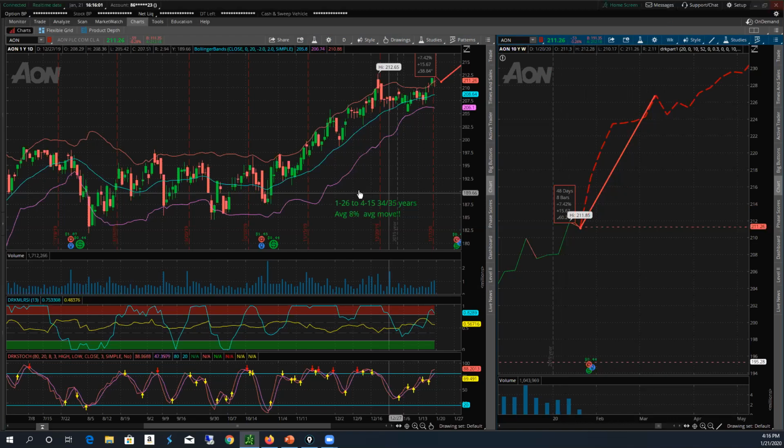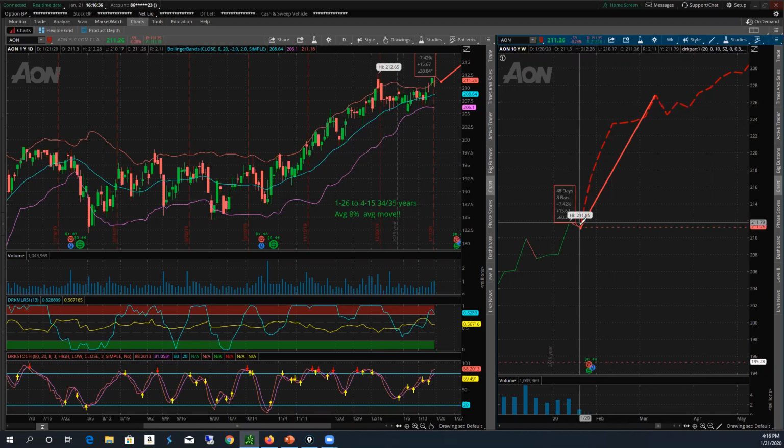And from my data mining, I know from 126 to 415, 34 out of the last 35 years, the move's been right around 8%, which is what is shown on my indicator. Now my indicator, I'm going back 10 years to show the most recent 10 years. My data mining shows the last 35 years. So this is a pretty typical move, 8% or so, right around now, until somewhere in March to April.